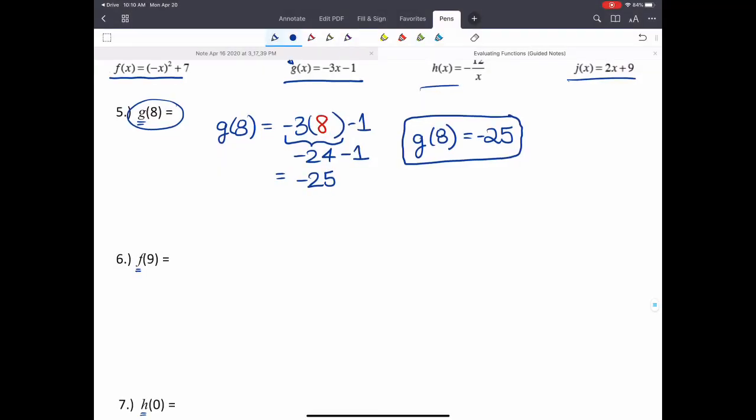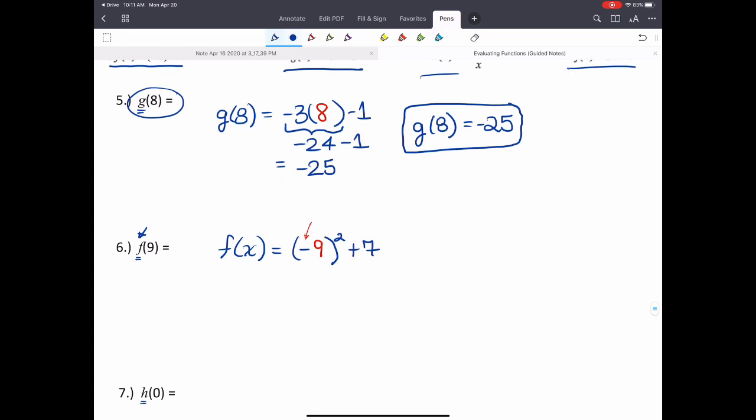All right, for this next one right here, we're going to use the f function because we have an f there. And what we're going to do is put a 9 into that f function. So the f function is f of x equals negative x squared plus 7. And in place of the x, we're going to put a 9. Now, the thing that I want to make a point of showing here is that the negative sign was inside the parentheses, so I want to honor that when I'm evaluating it as well.